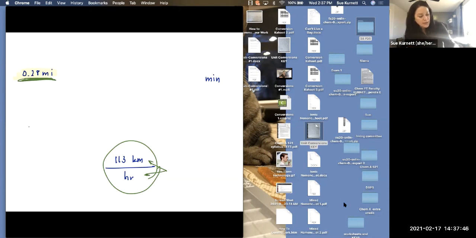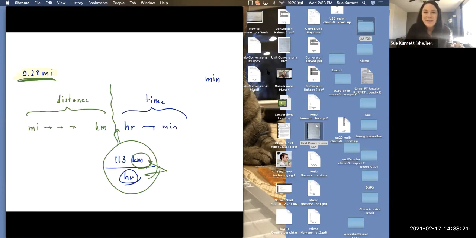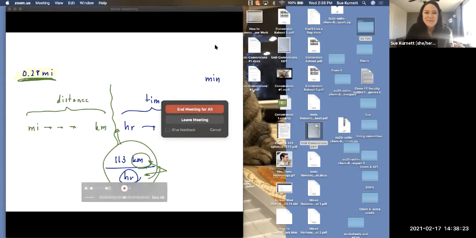So I'm going to go from miles to kilometers. That's going to take a couple steps. I don't know how many. And then this is going to get us from distance crossing over to time. And then the time will start at hours, because that's our conversion, kilometers per hour, and then we'll work our way to minutes. So I'm not completely sure if that answers your question.